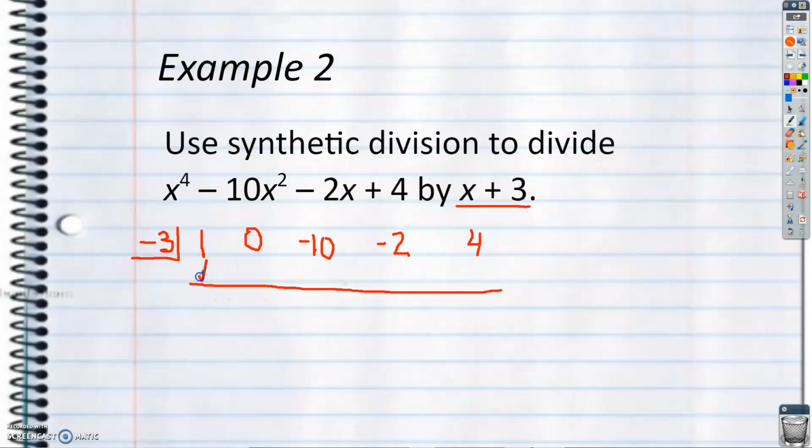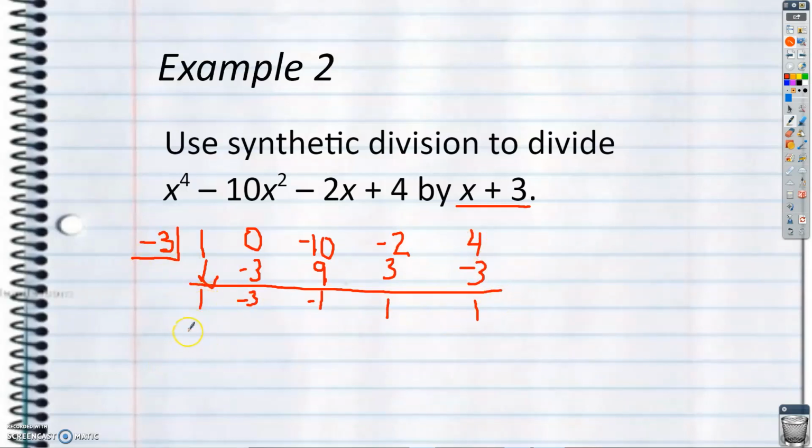Okay, bring down this first one. Negative 3 times 1 is negative 3, 0 plus negative 3 is negative 3. Negative 3 times negative 3 is 9. Negative 10 plus 9 is negative 1. Negative 3 times negative 1 is 3. Negative 2 plus 3 is 1. Negative 3 times 1 is negative 3. 4 minus 3 is 1.